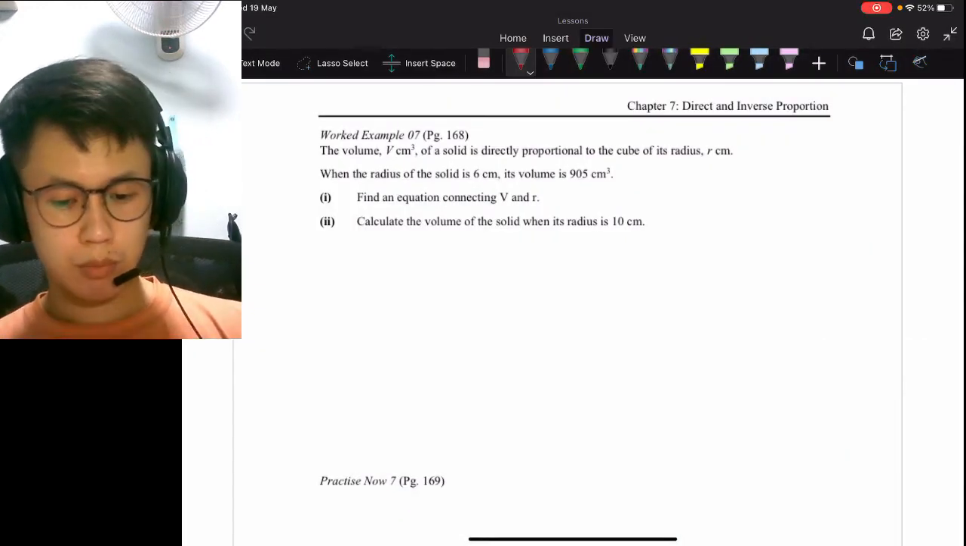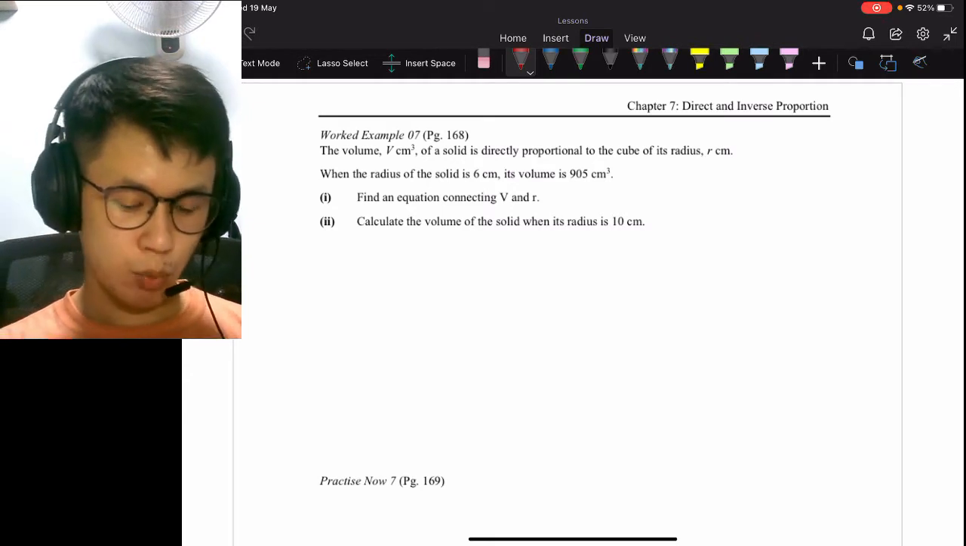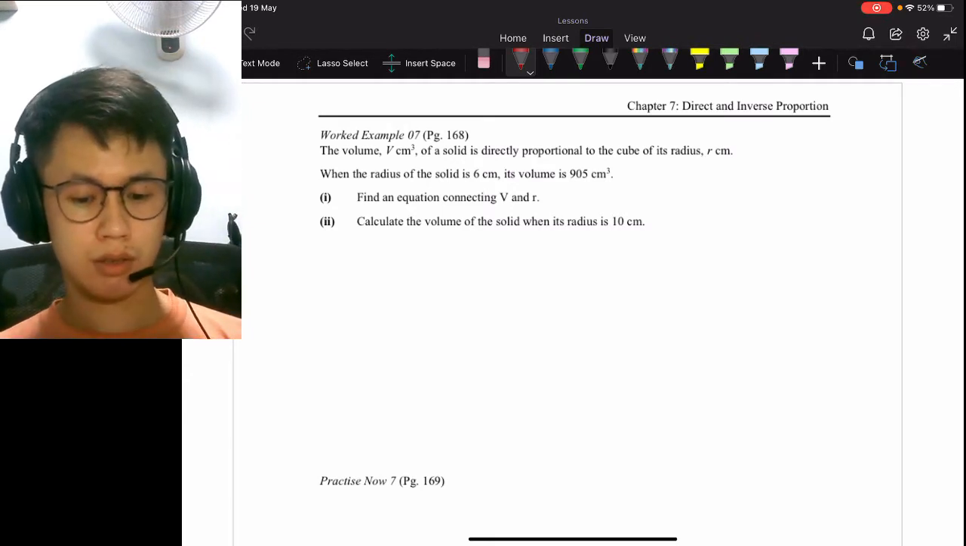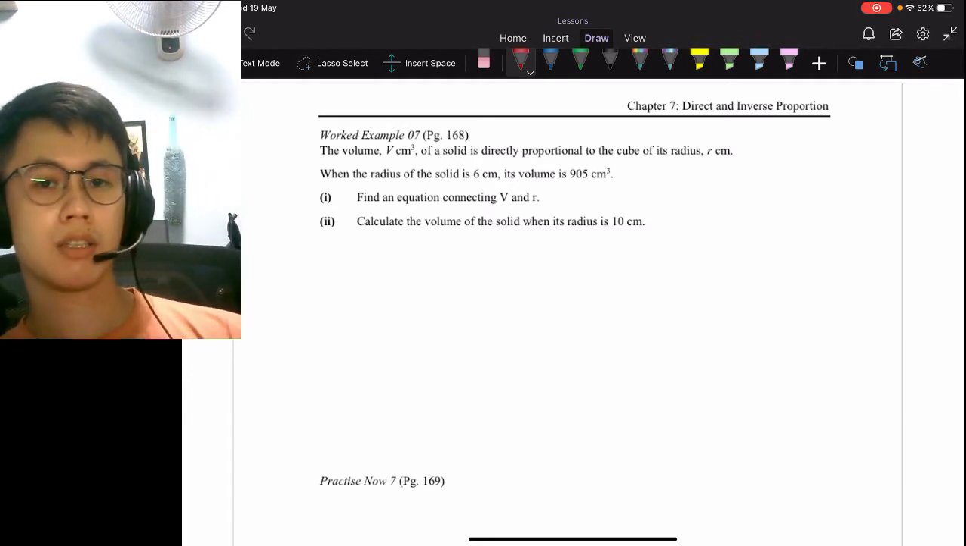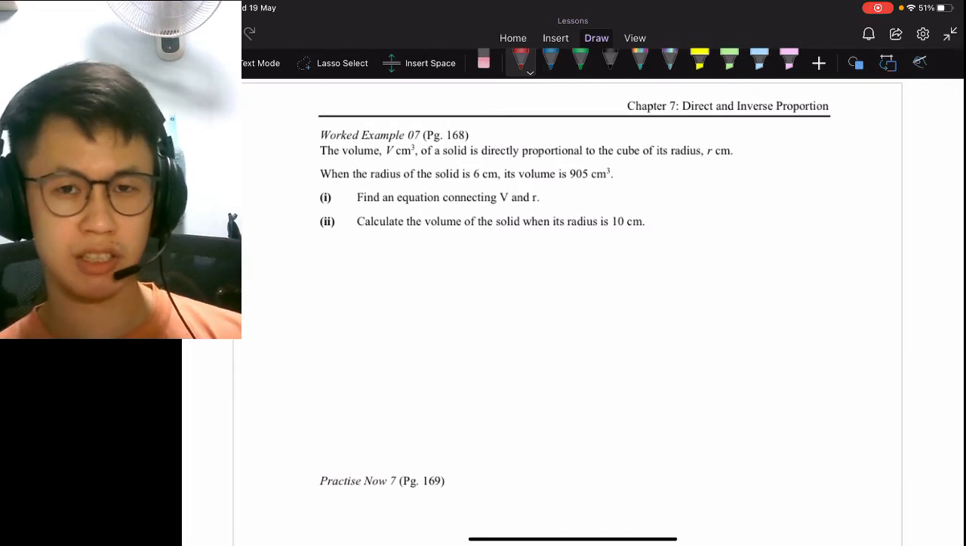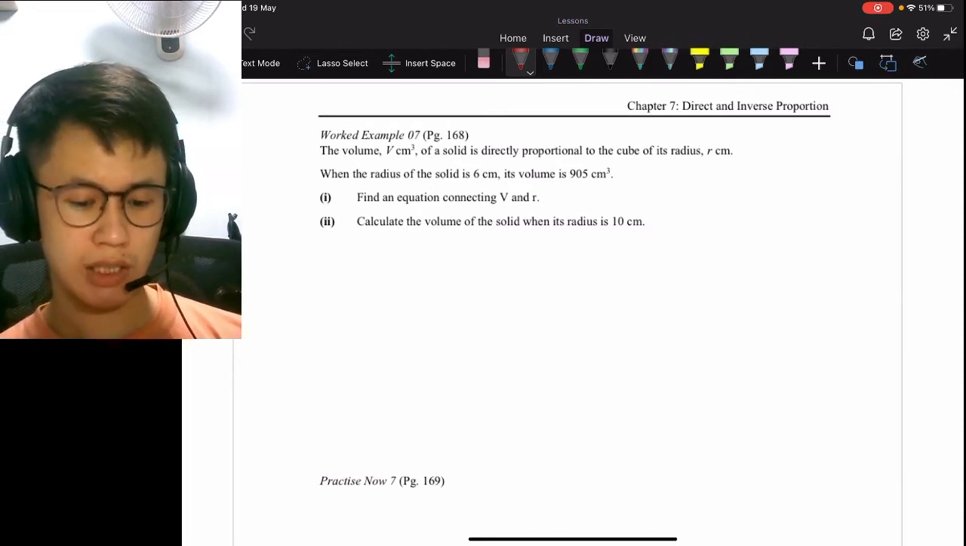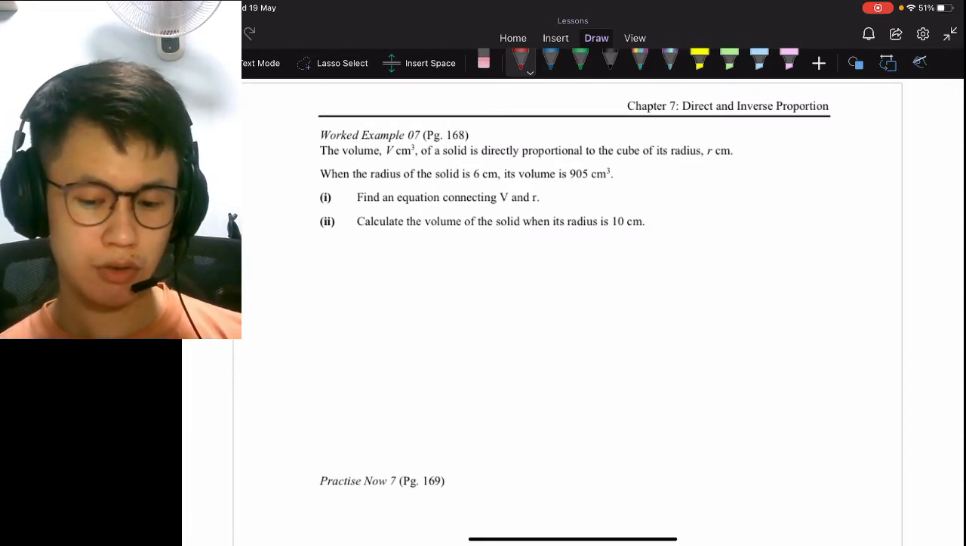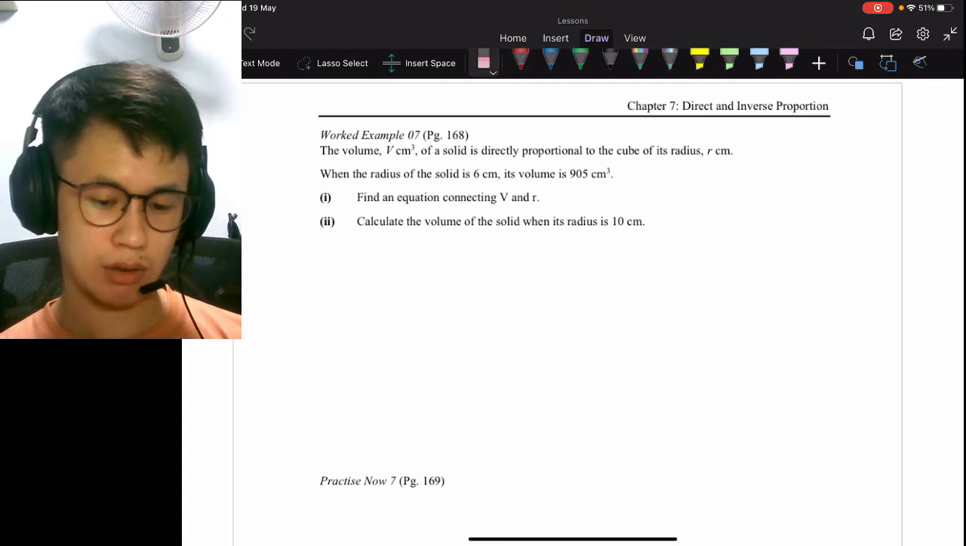Okay, so welcome back. We have work example 7. This is a little bit tricky because there's not much graphs involved, and we need to actually use some real life context questions to relate it. Okay, so don't worry, just look at how this goes.